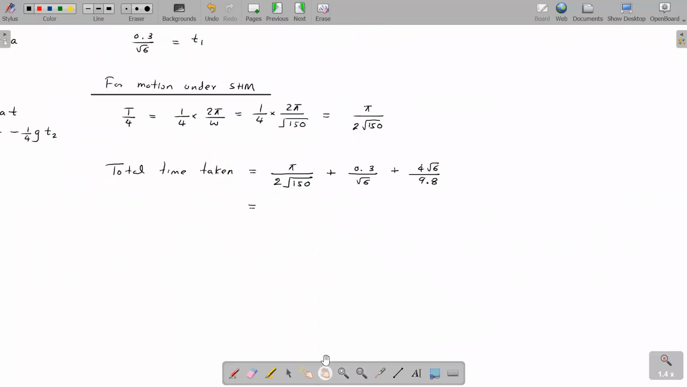So this gives us 1.25052120, it goes on. So the 3 SF answer is 1.25 seconds. Correct to 3 SF. That's the answer. This is clear. Okay.